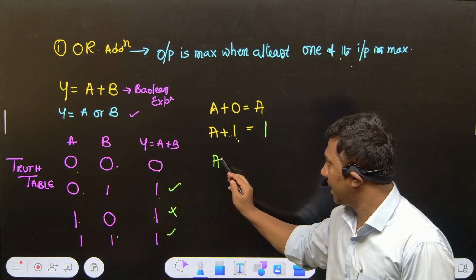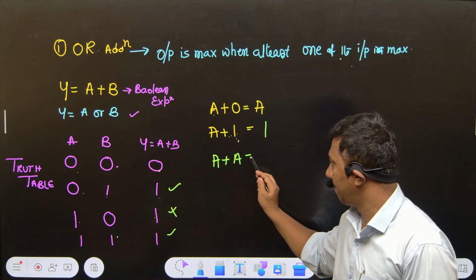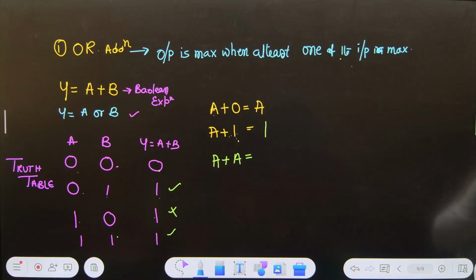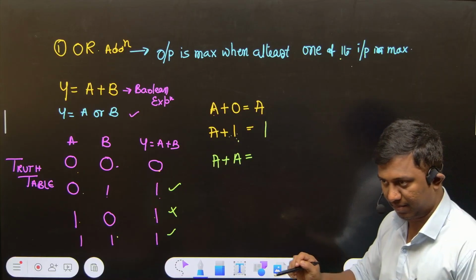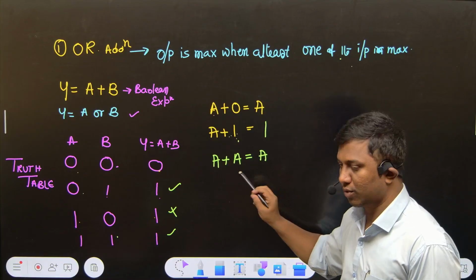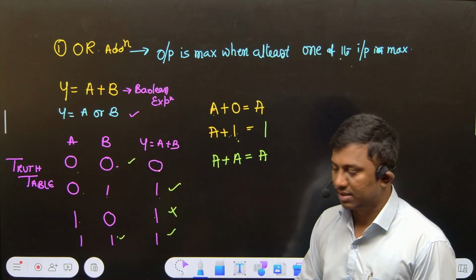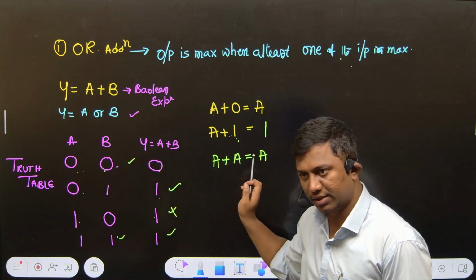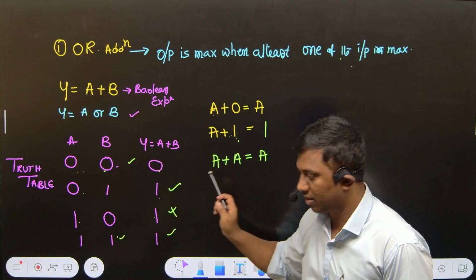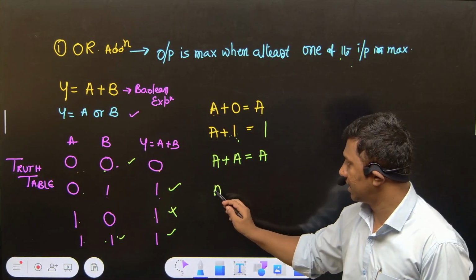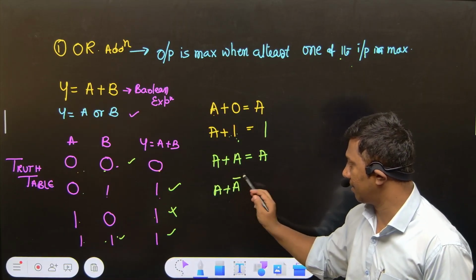Next, A plus A. What is the answer? A plus A is equal to A. If both are 0, then 0. Correct or not? If both are 1, then 1. Next is A plus A bar.